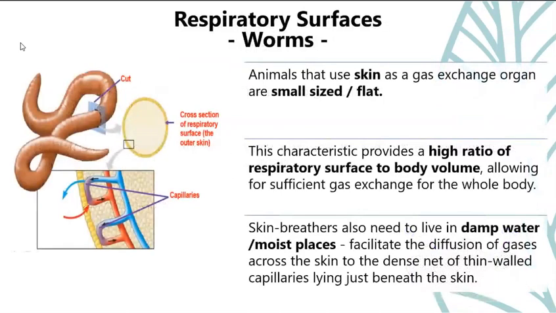Okay, so next is respiratory surface for worms. For worms, they depend on the skin for gas exchange. So the skin acts as the gas exchange organ, because worms are small and flat. Small size and also flat, so it is enough for the gas exchange to occur across the skin.